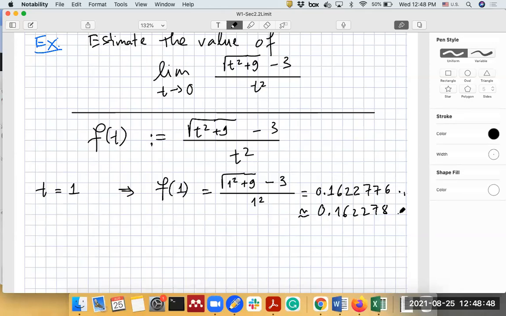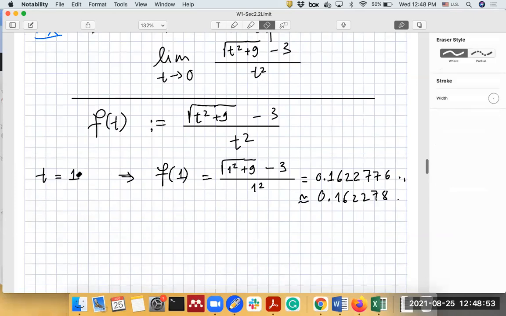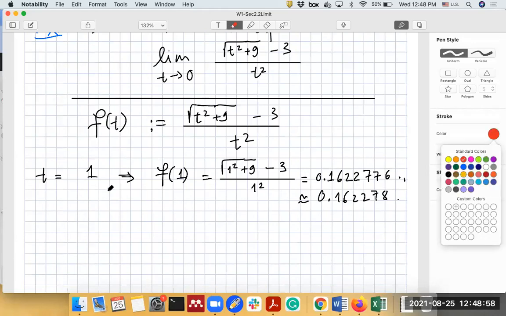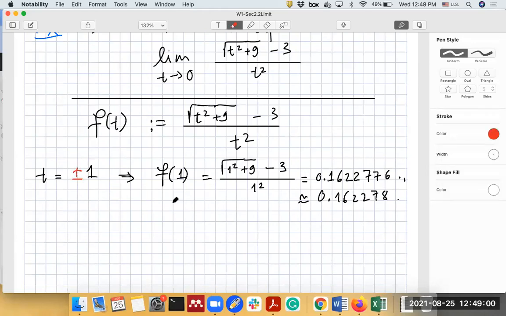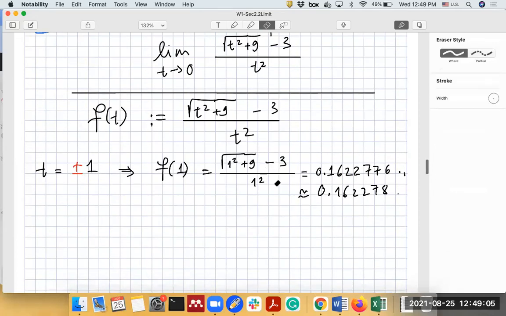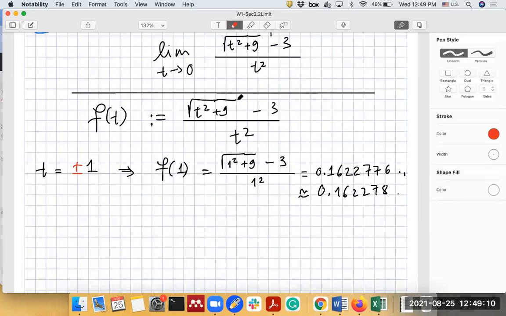How about t is -1? If t is -1, we get the same answer. Very good, it doesn't change. Why? Very good, because it's squared, right? Right here. Anyway, negative 1 or plus 1 squared will be the same 1 squared.